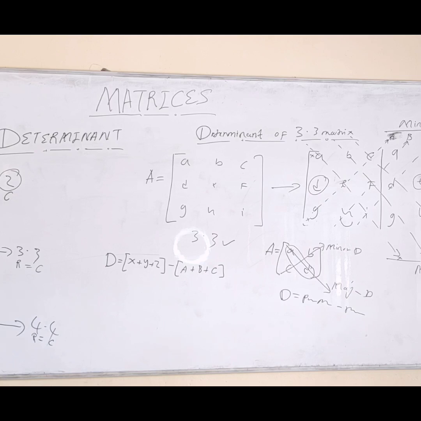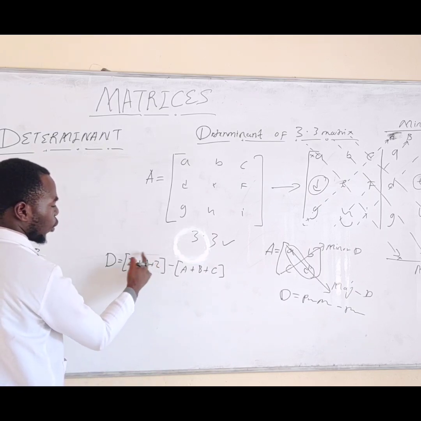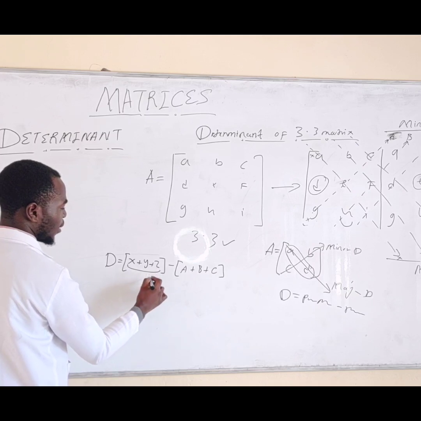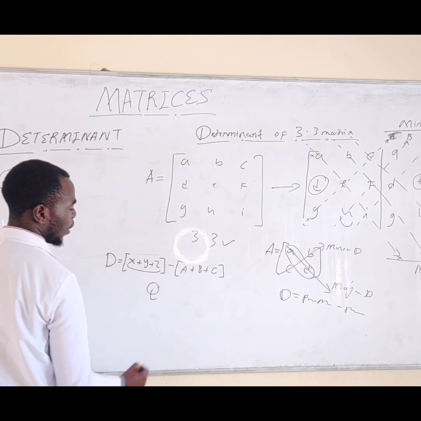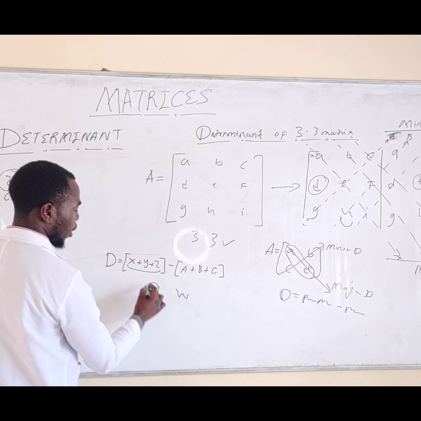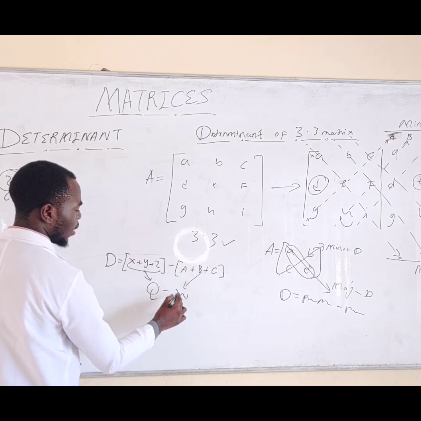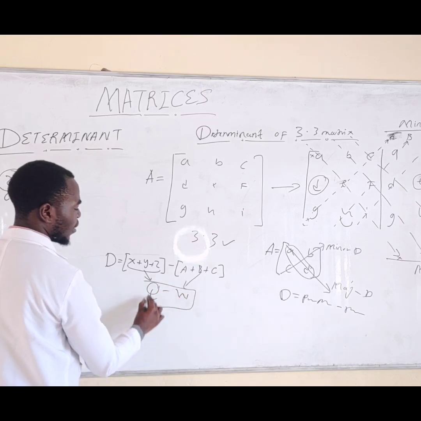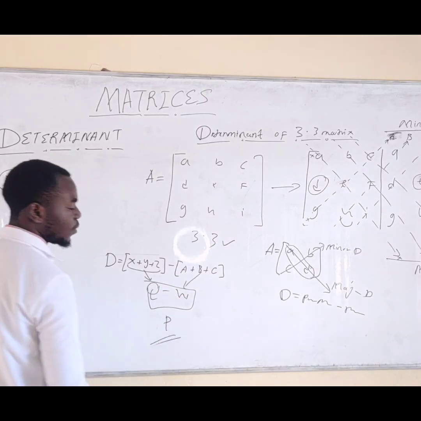When you have something like this, it is just the summation. Let's say the summation of these numbers is Q, and the summation of these numbers here is W. Then just a minus: your minus of these numbers here, maybe you are going to produce capital letter P. This is your determinant.